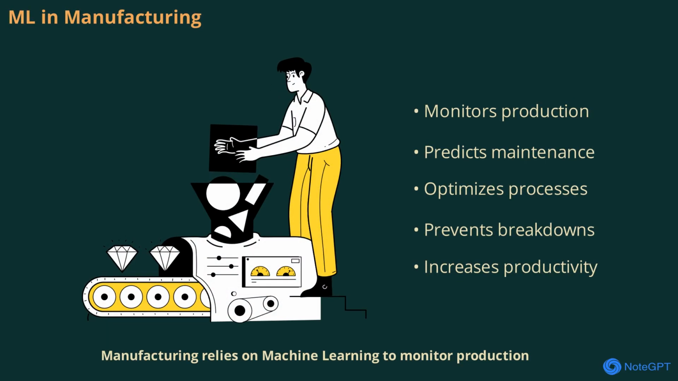Manufacturing relies on machine learning to monitor production, predict maintenance needs, and optimize processes. ML models analyze sensor data and historical records to identify inefficiencies and prevent breakdowns. The interpretability of ML models helps engineers understand the factors affecting performance, leading to better decision-making and increased productivity.